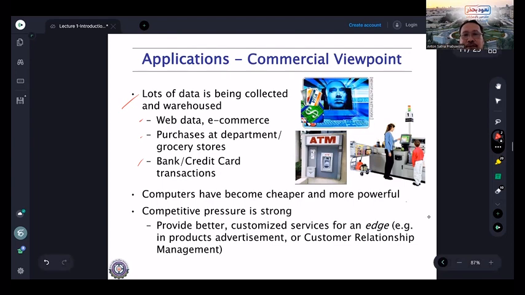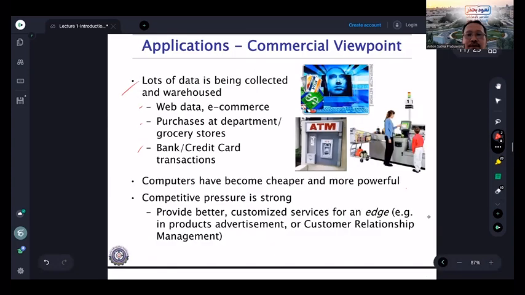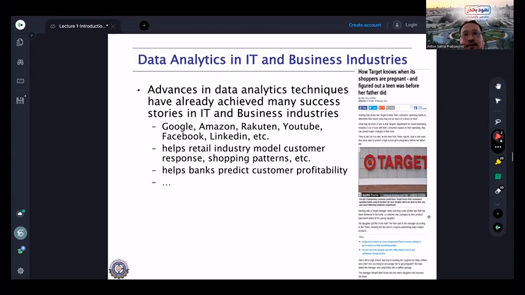Okay, so then the competitive pressure is strong also. That's why e-commerce companies should provide better service, and customize the services, product advertisement, customer relationship, and so on. So data analytics in IT and business industries, advanced data analytic techniques. We can see companies like Google, Amazon, which are mostly e-commerce companies, and also social media like Facebook, LinkedIn, YouTube. So we can see from that the advance in data analytics. It helps the retail industry model customer response and shopping patterns, helps the banks predict customer profitability, and so on.